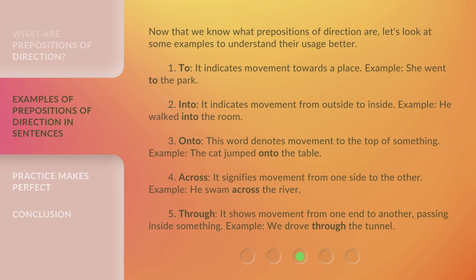3. Onto. This word denotes movement to the top of something. Example: the cat jumped onto the table. 4. Across. It signifies movement from one side to the other. Example: he swam across the river. 5. Through. It shows movement from one end to another, passing inside something. Example: we drove through the tunnel.